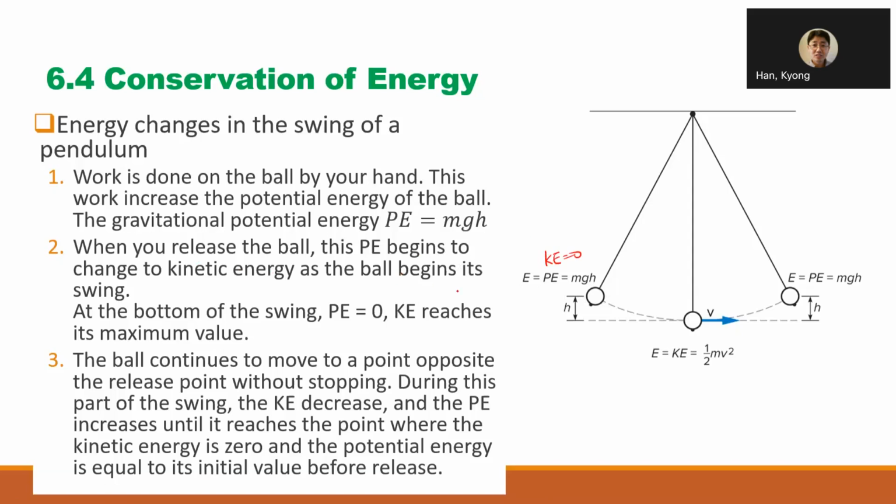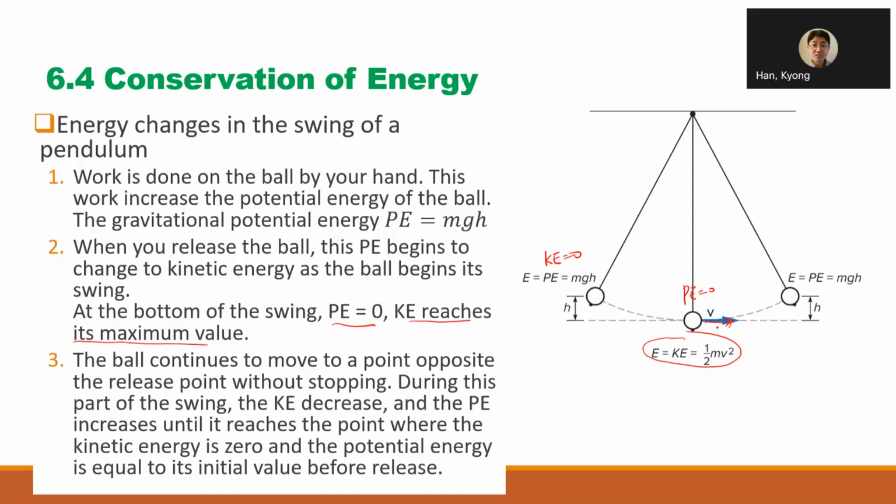The biggest kinetic energy the ball gains is here. In this case, kinetic energy, as speed goes up, is 1/2 mv squared. The potential energy in this case is zero, right? Potential energy begins to change to kinetic energy as the ball begins its swing. At the bottom of the swing, potential energy becomes zero. Kinetic energy reaches its maximum value, because its speed is maximum here.